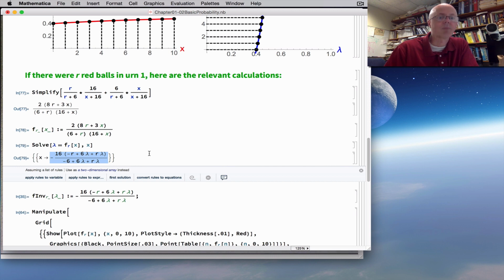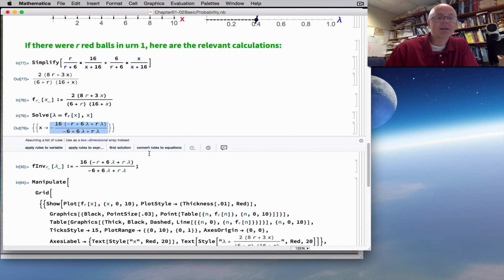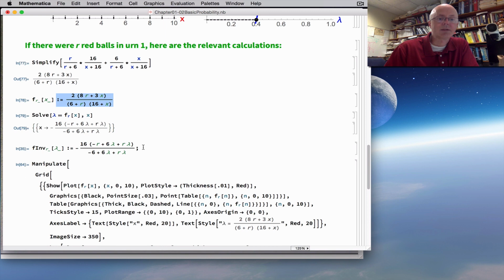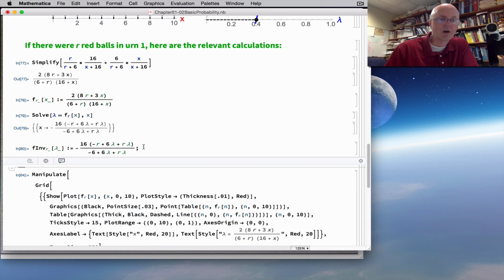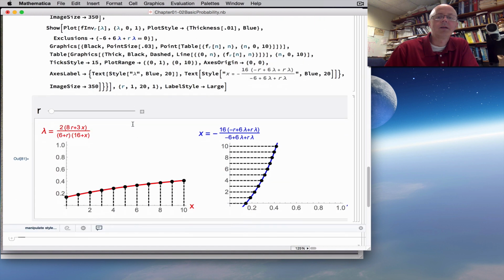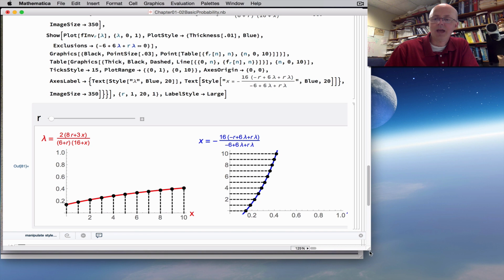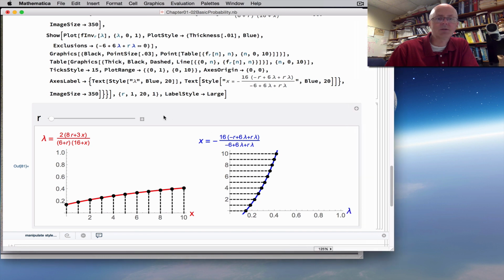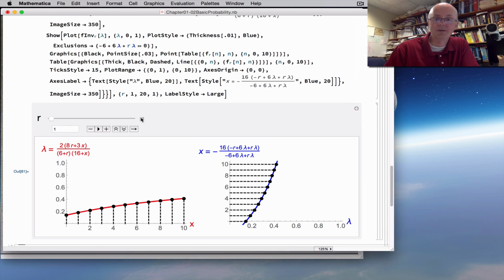which was x equals 4. But now I can think of this as an inverse function of this, thinking of it as a function of lambda with a parameter r. And I can make a graph that I can animate with Manipulate. And here's what you see what happens. So first of all, this is actually when r equals 1, so this is not the answer to the original question.